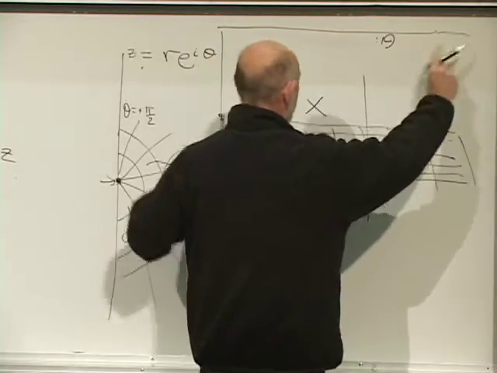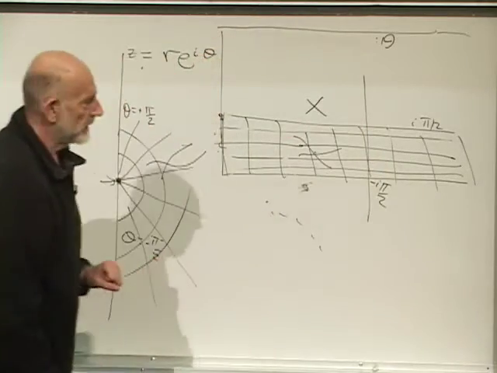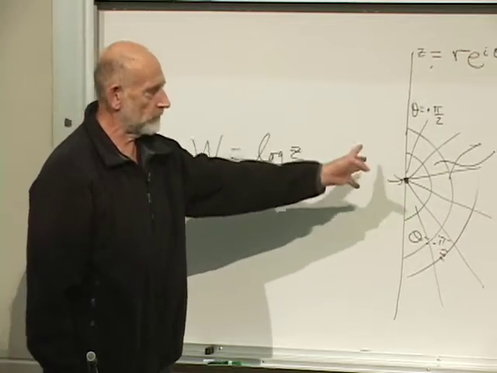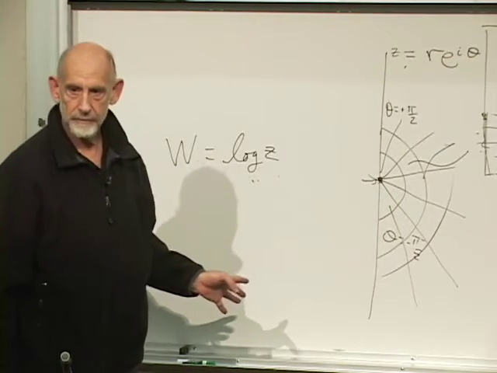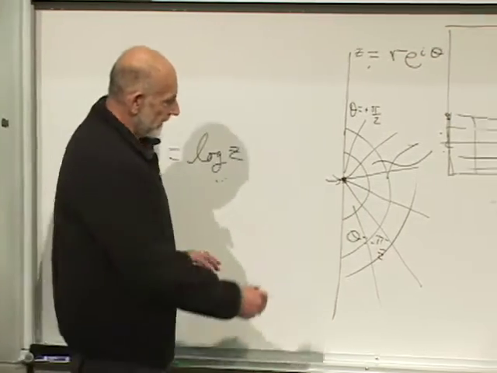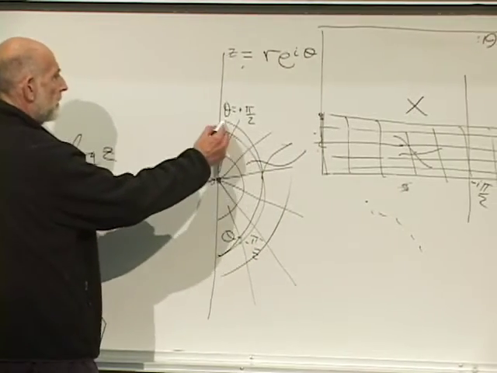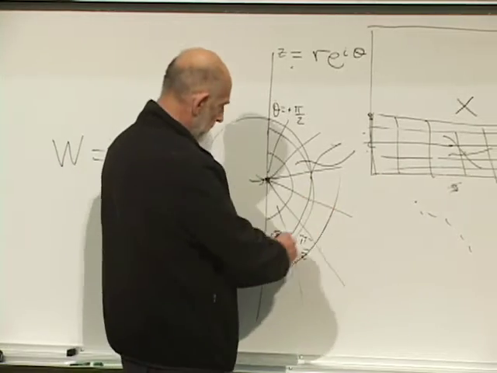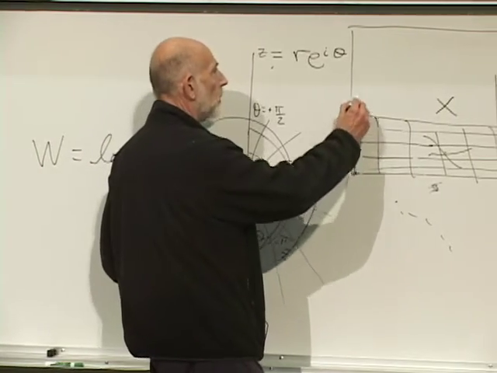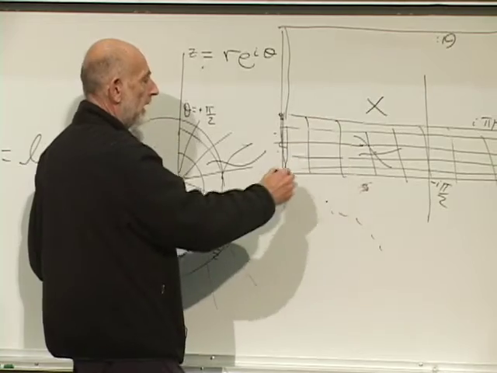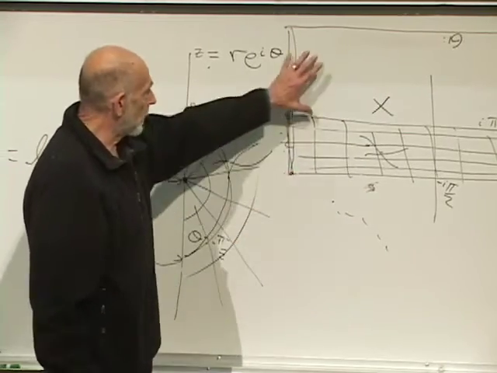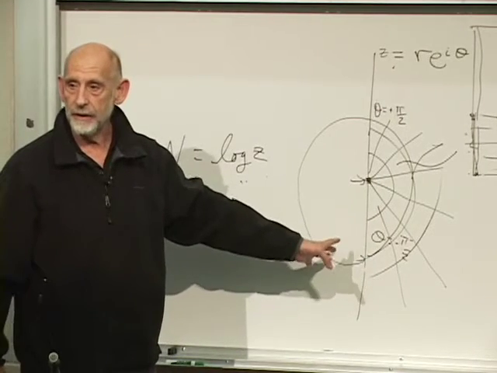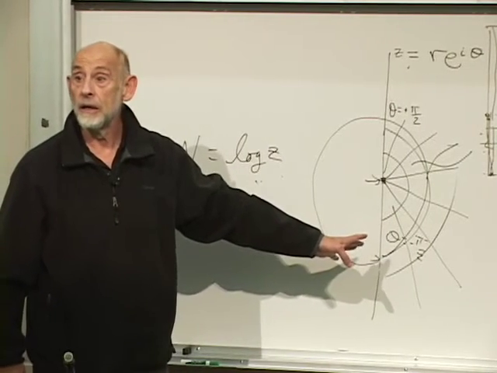And it becomes a fatter strip, but there's something new. What's different about this strip than the original strip? It wraps around. When you go all the way around the angular direction, you come back to the same point. In other words, what happens if you map the whole plane? What do you get? Cylinder.